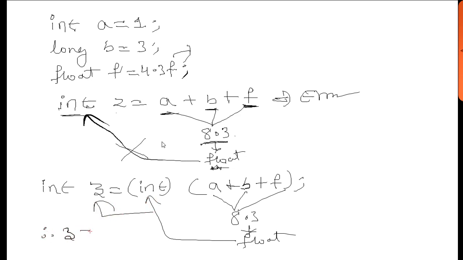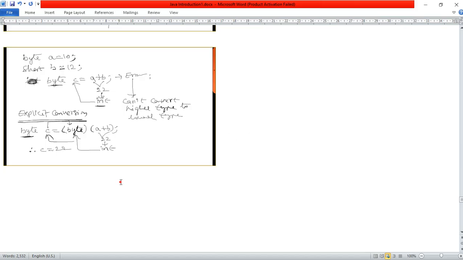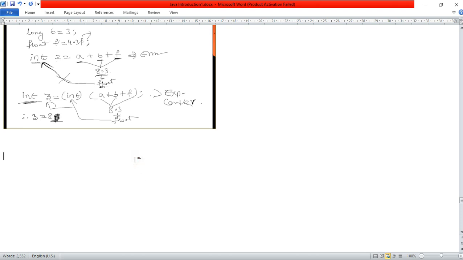Therefore z is equal to, sorry, z is equal to what? Only 8, not 0.3, because z is an integer data type. Integer data type does not store decimal points. And this is explicit conversion. This is how it can be done. Like this in the expressions, it will be automatically promoted to higher types. So this is what you have to understand.